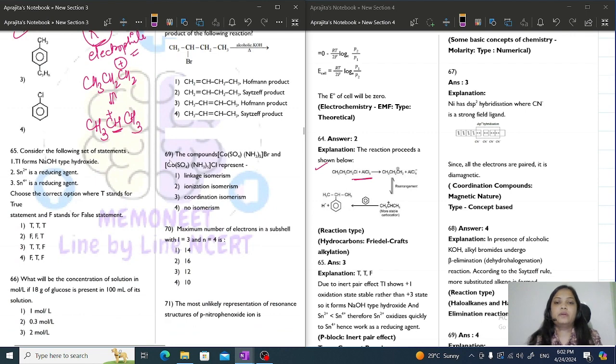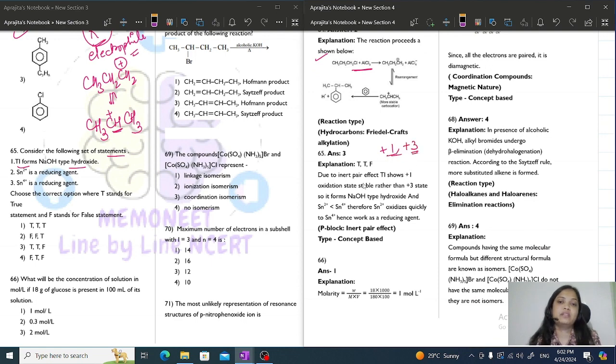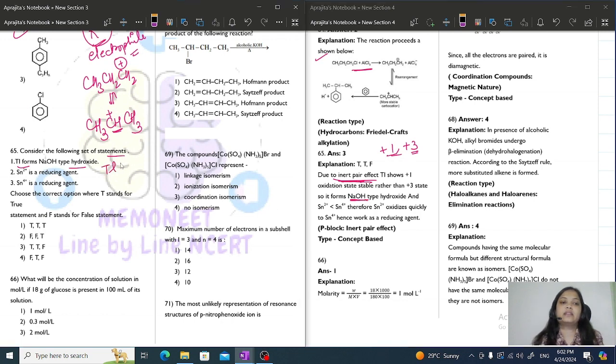Now question number 65. Consider the following set of statements. Thallium forms NaOH type hydroxide. Yes, thallium shows 2 oxidation states, +1 and +3, but the +1 oxidation state is more stable because of the inert pair effect. So yes, it forms NaOH type hydroxide like this.